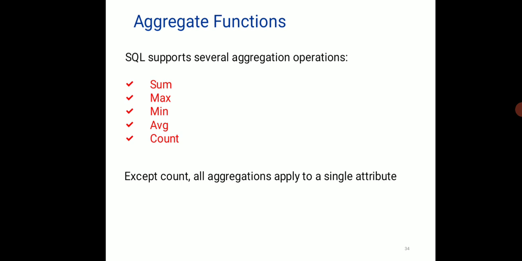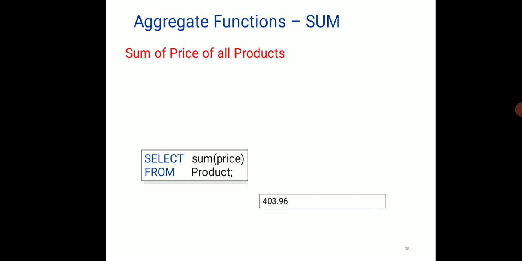Average means it will find the average. Count means it will count the attributes and say the answer. So these all come under aggregate functions. Sum of price of all products, so you have to use sum of price. So all the price attributes are added and displayed as output.